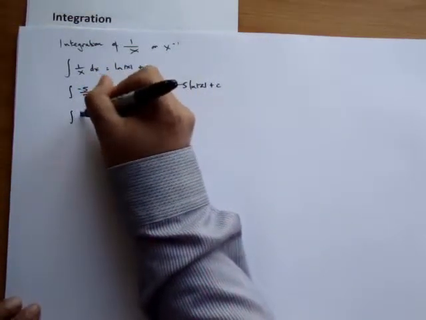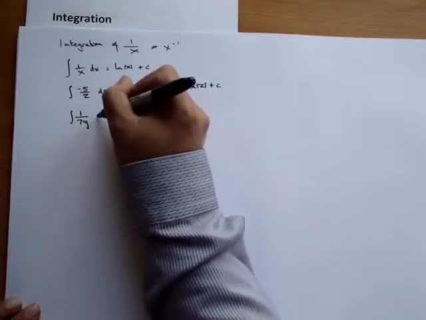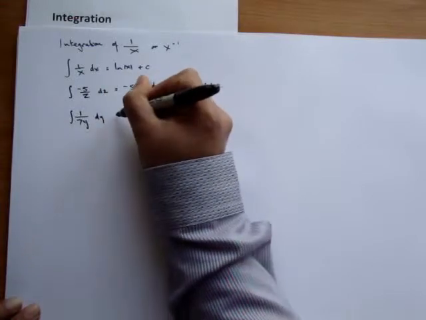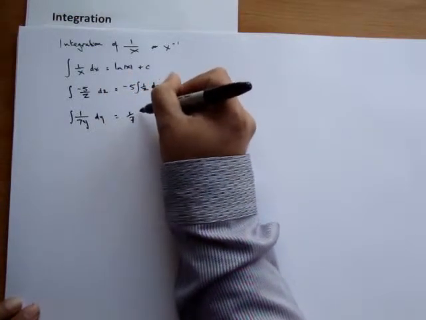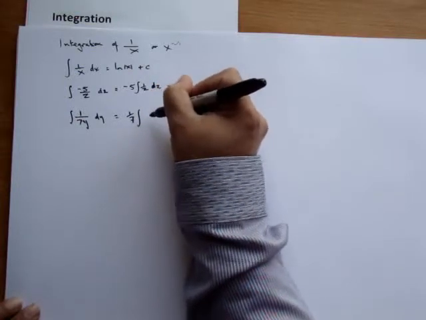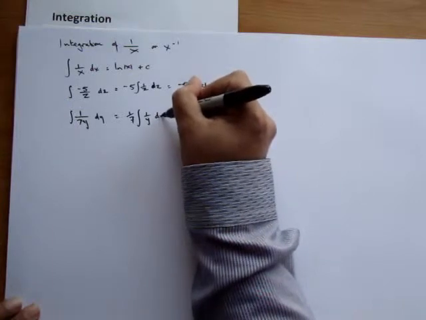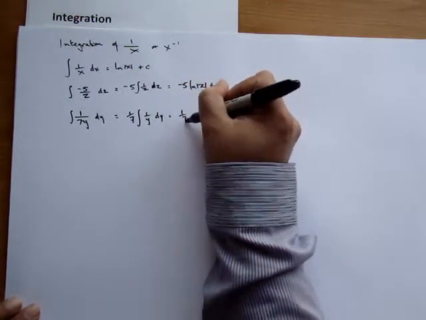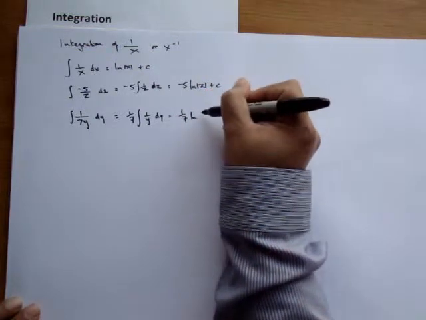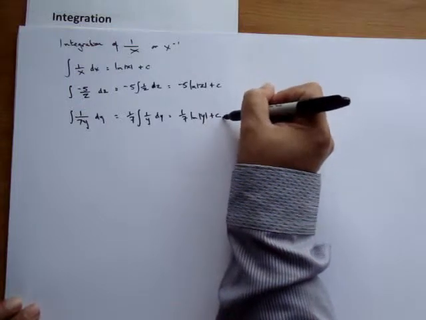Integral of 1 over 7y dy. This is, bring the constant outside, 1/7 integral of 1 over y dy, and this equals 1 over 7 natural log of the absolute value of y plus c.